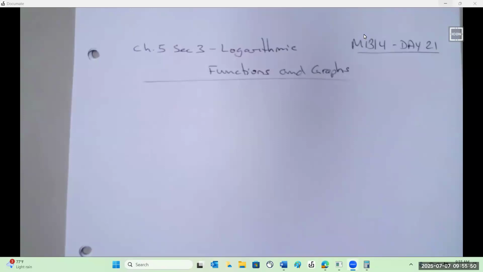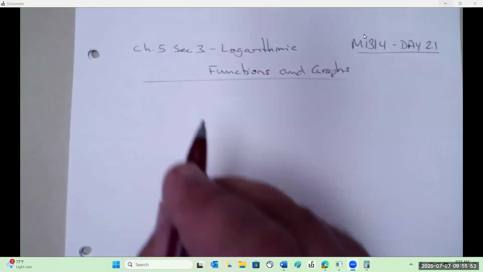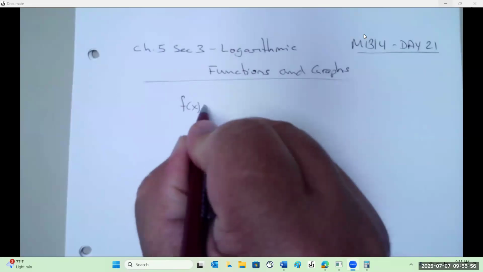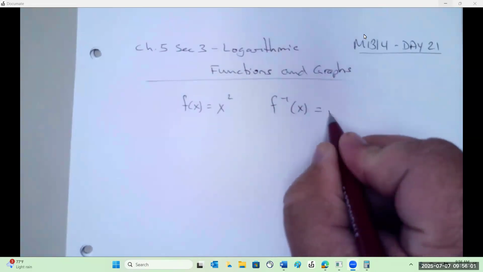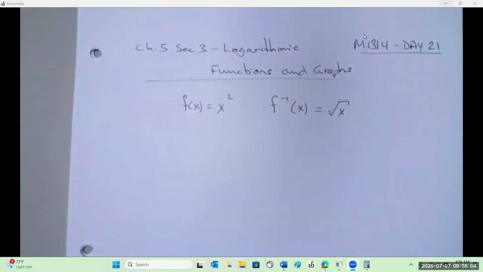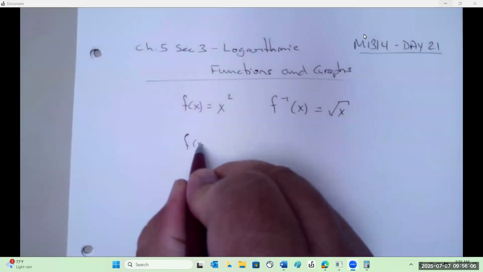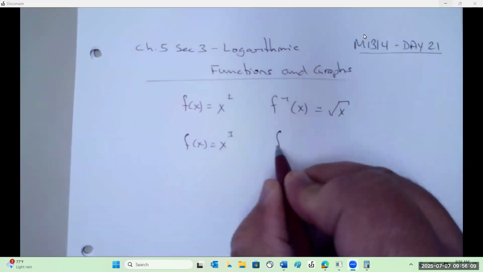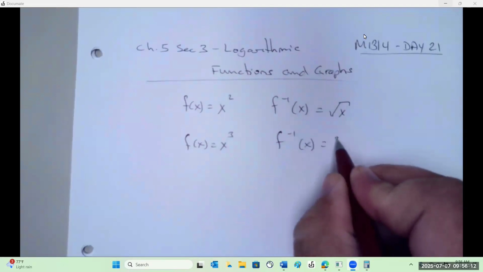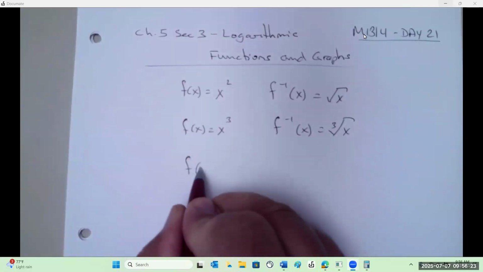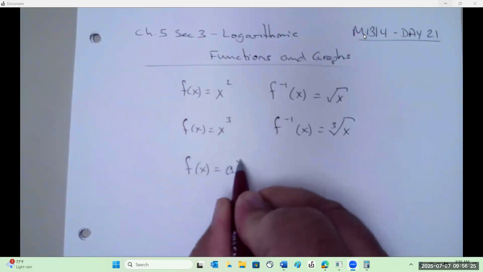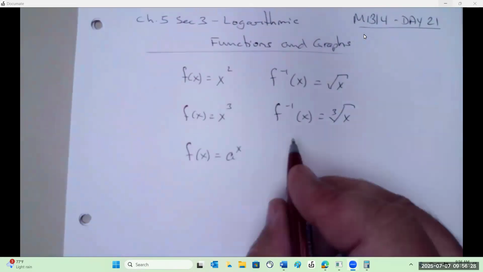We first talked about inverse functions. For example, if we had x squared, the inverse of that would be the square root of x. If we had x cubed, the inverse of that is the cube root of x. Everything has an inverse. Well, not everything. Most functions have inverses. Exponential functions are no different.